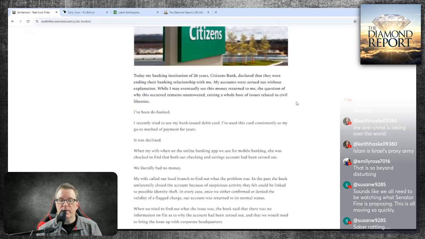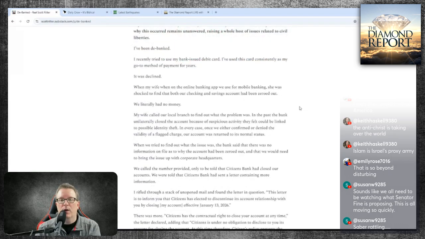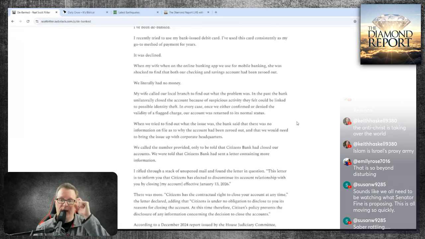"I've been debanked. I recently tried to use my bank-issued debit card. I've used this card consistently as my go-to method of payment for years. It was declined. When my wife went on the online banking app that we use for mobile banking, she was shocked to find that both our checking and savings account had been zeroed out. We literally had no money." No money. "My wife called our local branch to find out what the problem was. In the past, the bank unilaterally closed the account because of suspicious activity they felt could be linked to possible identity theft, which, that I understand. In every case, once we either confirmed or denied the validity of a flagged charge, our account was returned to its normal status."